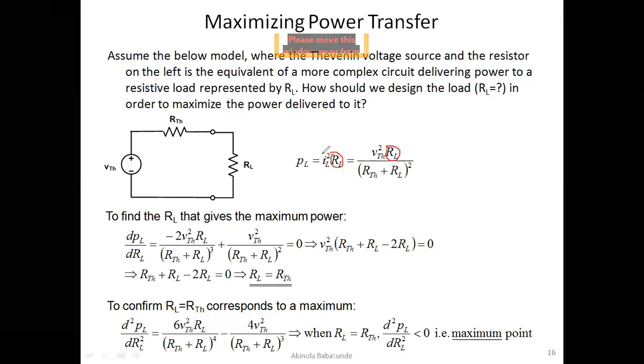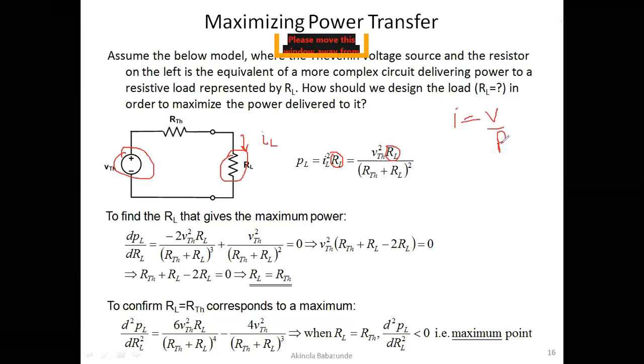And then we do know that the current passing through the load resistance will be called IL. Since the voltage in the circuit is V Thevenin and then we have RL here, our IL will be equal to the voltage over the resistance. You know from Ohm's law that I is equal to V over R. So our R in this case will be R Thevenin plus this RL. So our I will be equal to V Thevenin divided by R Thevenin plus RL. If you bring that here, you're going to have V Thevenin squared divided by R Thevenin plus RL, all brackets squared. And then you multiply that by this RL that is already here, and that gives us our power delivered to the load.